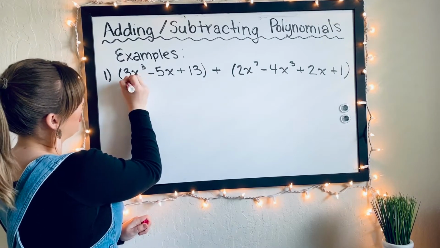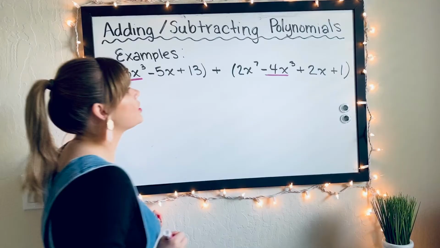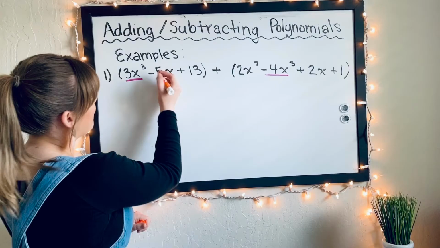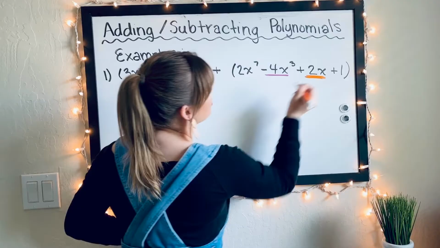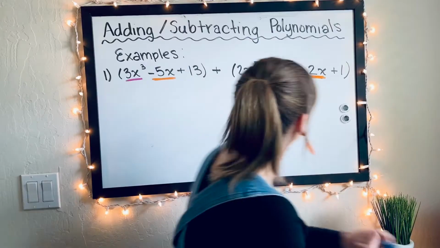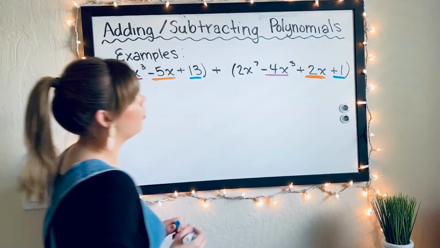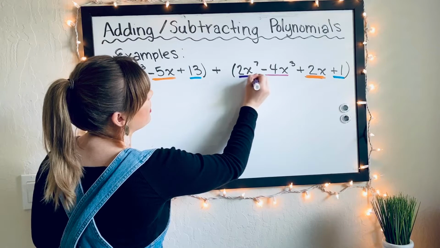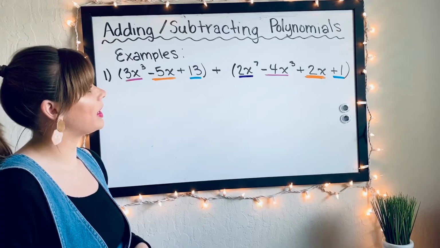So I have a 3x cubed term. I have a negative 4x cubed term. Those are all my x cubes. Now I have a negative 5x term. I have a positive 2x term, so those can get added together. And then it looks like here I have a constant term of 13 and a constant term of 1. And then it looks like we have this lonely 2x to the 7th. There's no other x to the 7th terms, so that guy is going to stay by itself. We can't combine it with anything.